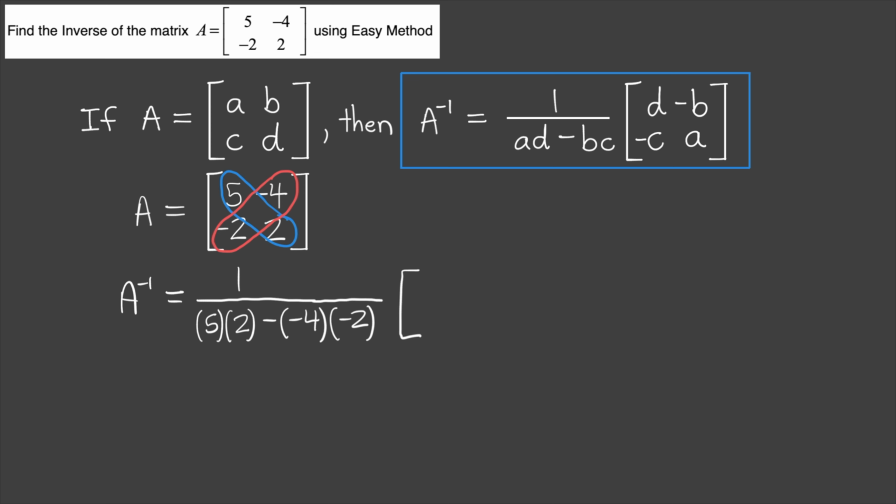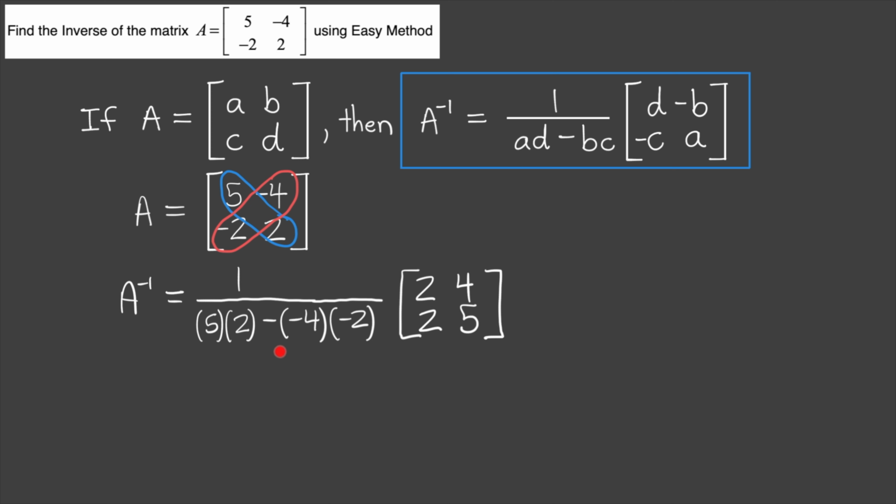All right, now we're going to switch our A and D and negate our B and C. So here's A and here's D. So these switch. Instead of 5 and 2, it's going to become 2 and 5. Next, we negate B and C. They're both negative, so they're actually both going to become positive. So we're going to have 4 here, and there's positive 2 here. All right, so we're almost there.